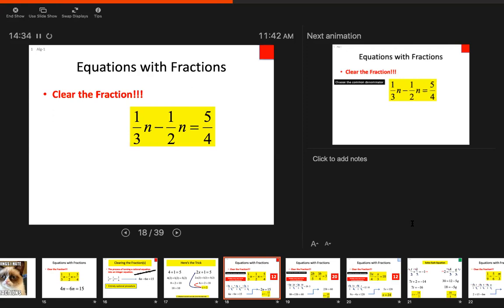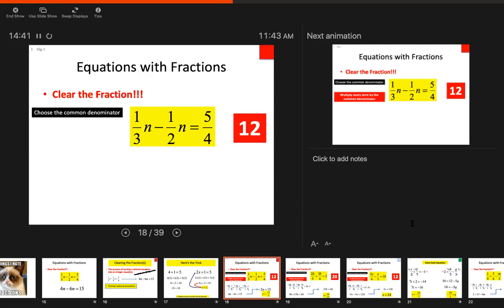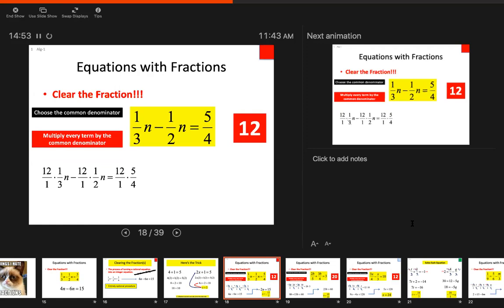The only downfall of this is where it gets a little messy. I'm going to multiply everything by the common denominator, which is 12. So I'm going to take the first fraction, multiply by 12. Second fraction, multiply by 12. Last fraction, multiply by 12. This is where it gets messy. So there's the multiplication, one at a time. What's 12 divided by 3? 4n. What's 12 divided by 2? 6n. Oh, this one's a little bit more. We got to do some canceling over here. Let me catch up with you.